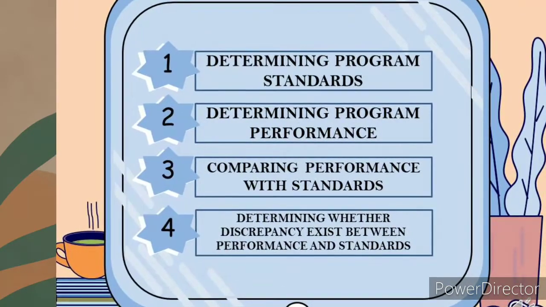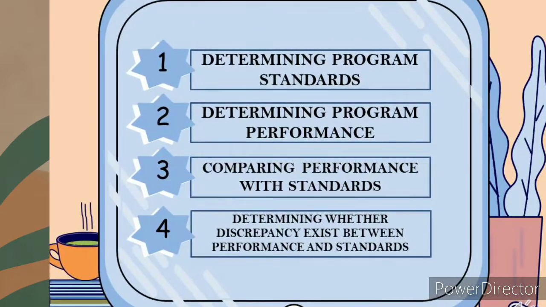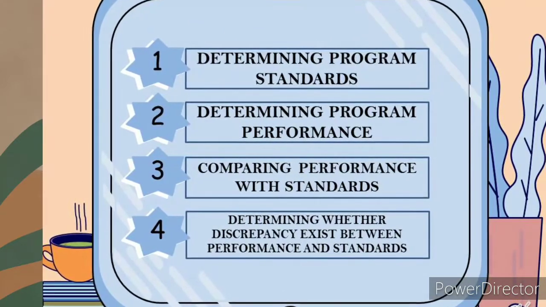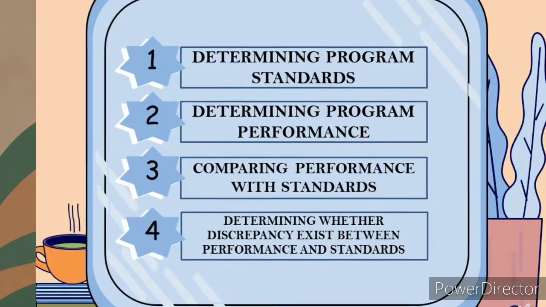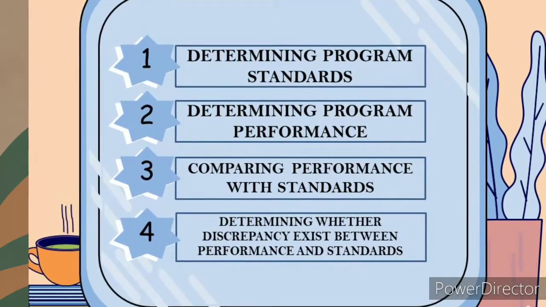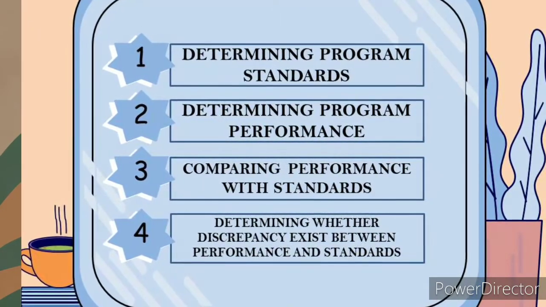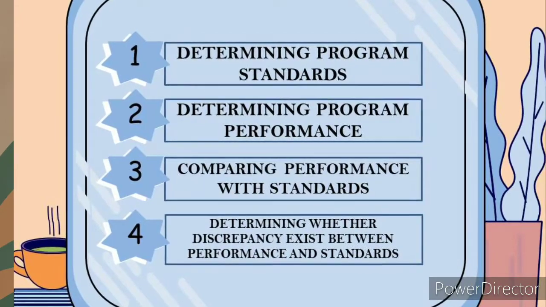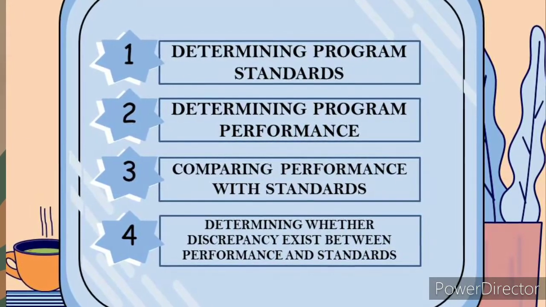Provus identified four major stages of conducting curriculum evaluation. The first stage is determining program standards. The second one is determining program performance. The third one is comparing performance with the standards. And the last major stage is determining whether a discrepancy exists between performance and standards.